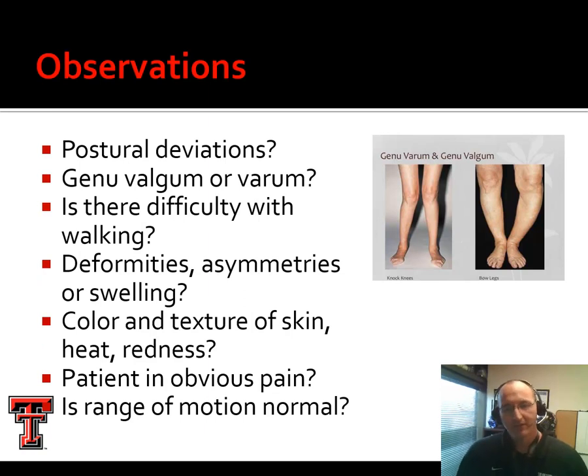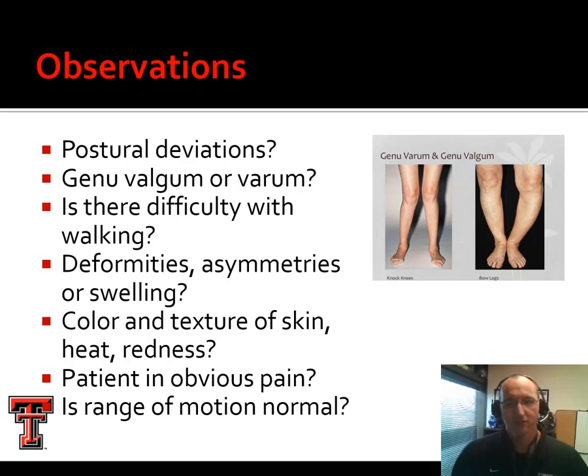From there, we go into our observations. So again, these are things that we can directly see or measure. We look for postural deviations and look for bilateral symmetry. Genu valgum or varum indicates the alignment of their knee. With valgum, they would have a knock-kneed appearance, and with varum, they would have a bow-legged appearance.